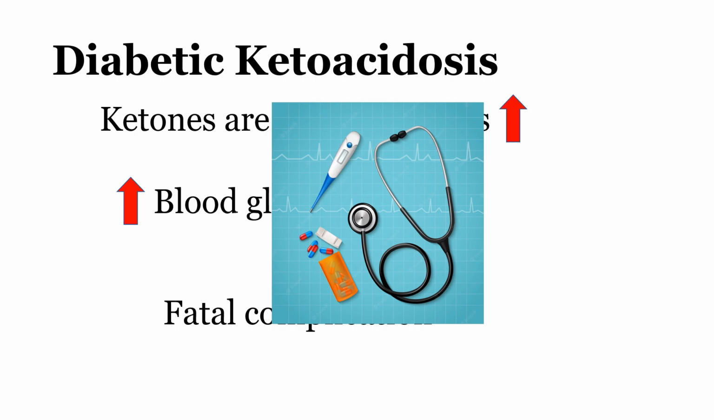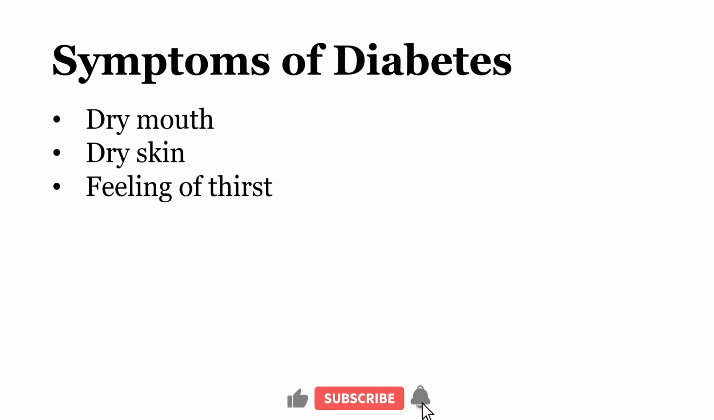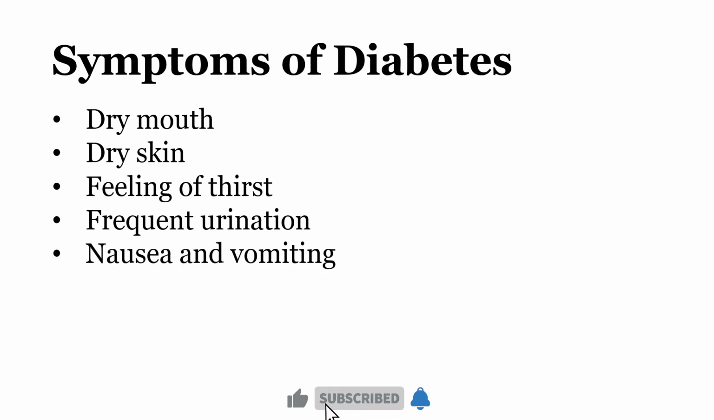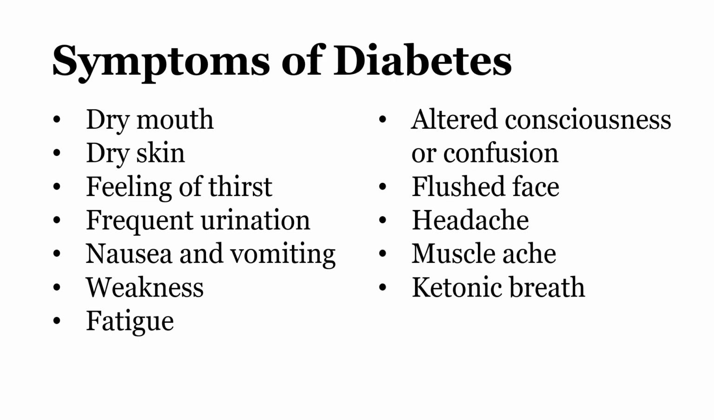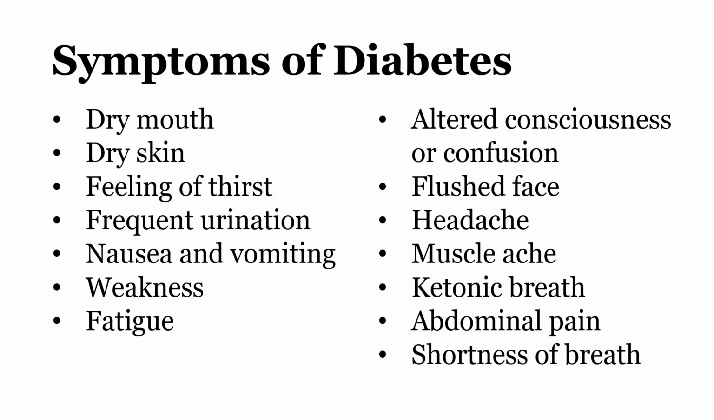Symptoms of diabetic ketoacidosis. In diabetic ketoacidosis, symptoms appear quickly, and it may be the first warning sign that you have diabetes. First, let's look at some symptoms which occur due to diabetes. Dry mouth, dry skin, feeling of thirst, frequent urination, nausea and vomiting, weakness, fatigue, altered consciousness or confusion, flushed face, headache, muscle ache, ketonic breath, abdominal pain, shortness of breath.